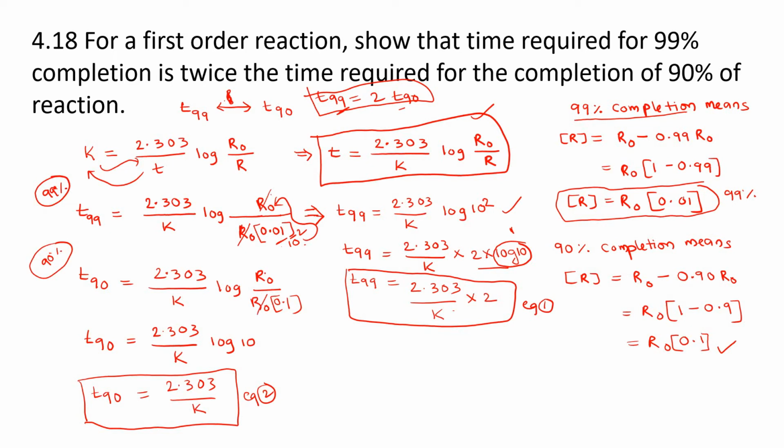So now after substituting this, what we are going to get? T90. Now here also R naught gets cancelled. Now 10 to the power of minus 1 is equal to 0.1. Now taking this 0.1 as 10 to the power of minus 1, you will get log 10. Log 10 is equal to what here? This value will be 1. Okay. Now you get T90. So you got T99, you got T90.